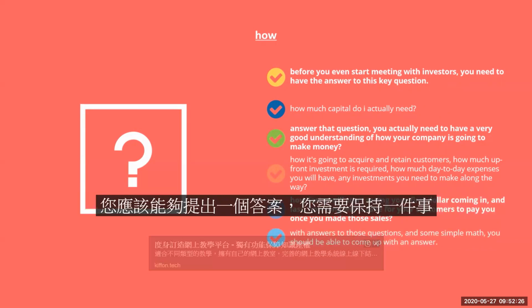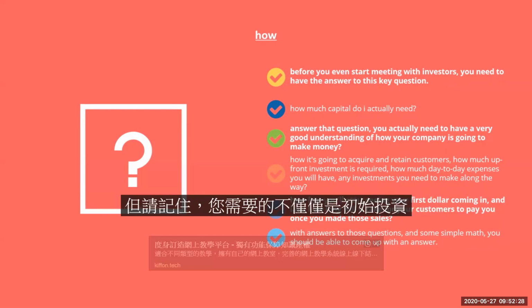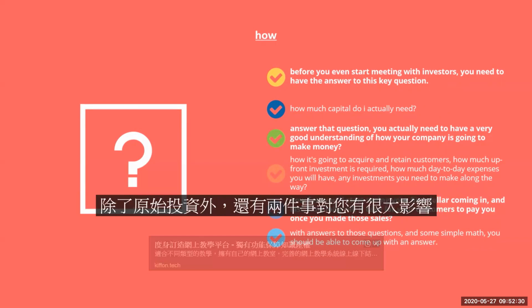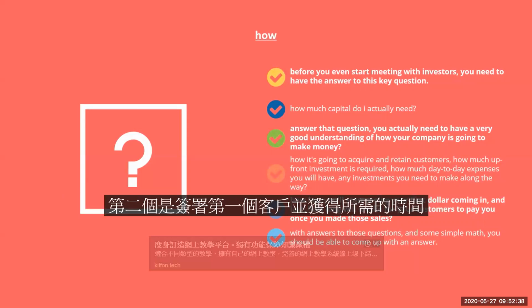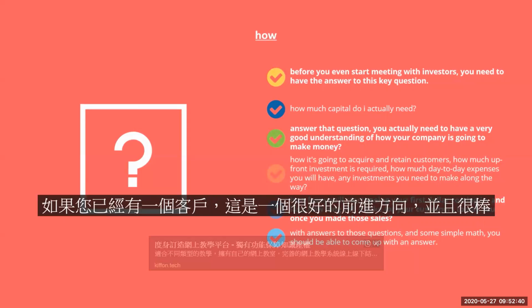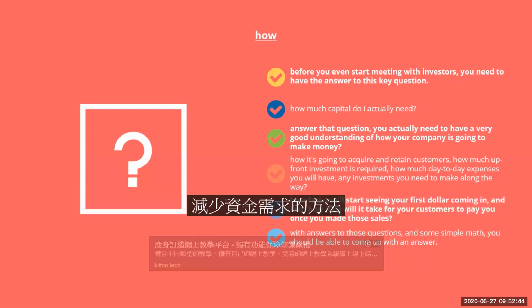With answers to those questions and some simple math, you should be able to come up with an answer. One thing you need to keep in mind, though, is that you're going to need much more than your initial investment. Apart from the original investment, there are two things that weigh heavily on your capital needs. The first one is the salaries you'll have to pay, including yours. And the second one is the time it will take to sign your first customer and get paid. If you already have a customer, that's a great way forward and a great way to reduce your capital needs.